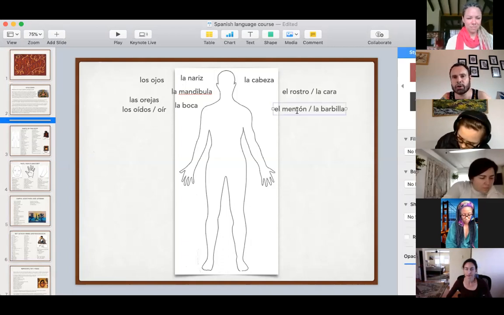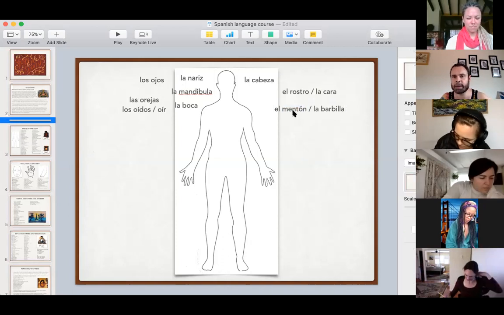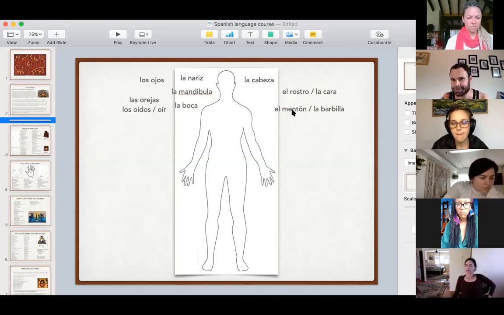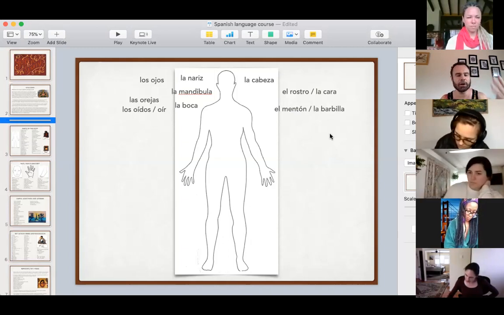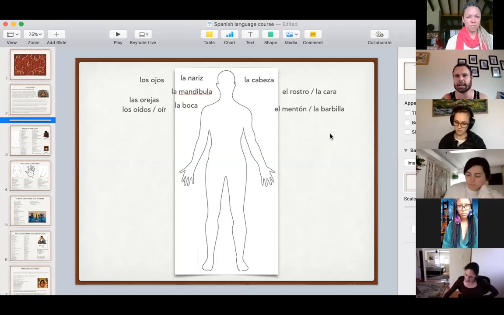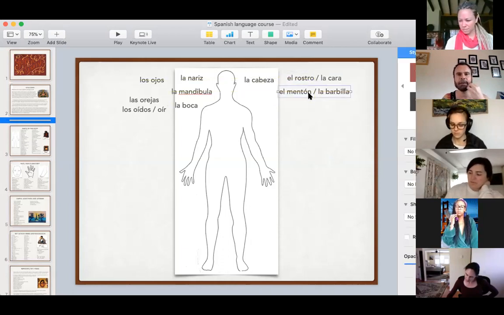If you have a look at the word mentón here, we'd usually expect the stress to come on the second to last syllable, mentón. But it doesn't. In this word, the stress comes on the last syllable, mentón. And for that reason, there's an accent over the O. Learning all of these rules is not strictly necessary, but if you see a word that has an accent over it, place the stress where the accent is. Does that make sense? All right, awesome. Okay, so we've got a pretty good set of vocabulary now for the face. What about for the neck?